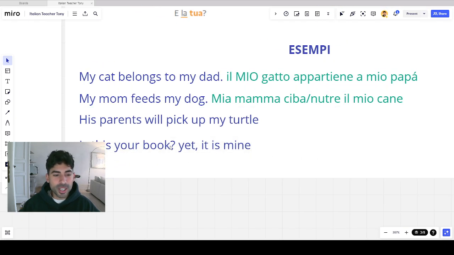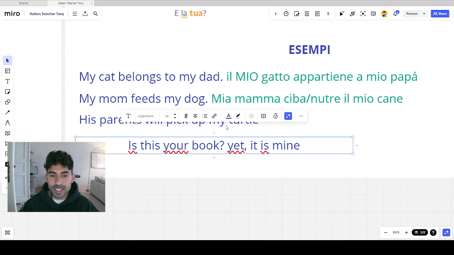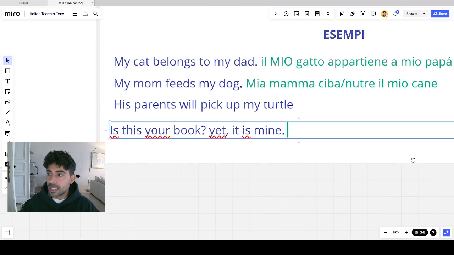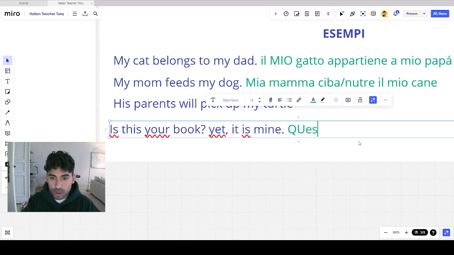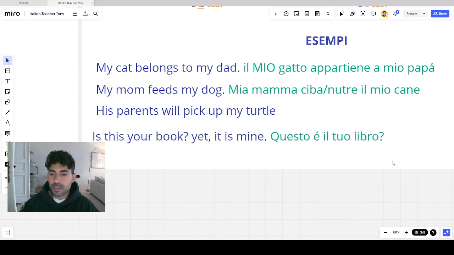Let's have a look at the next one. Is this your book? Yes, it is mine. Now, in this case, in "it is mine," we are referring to a pronoun, mine. In front of the pronoun, you always have the article, no matter if it's a family member or not. So, the translation for this sentence is going to be: questo è il tuo libro. Il tuo libro, you put il because libro is not a family member.